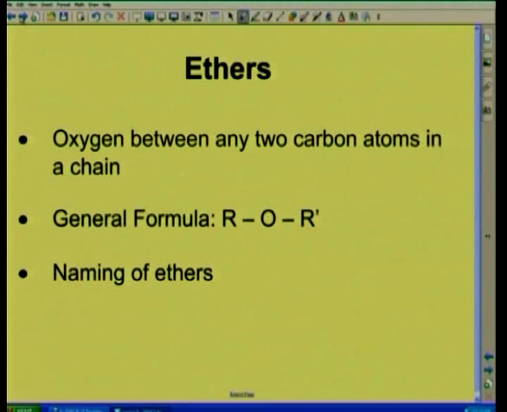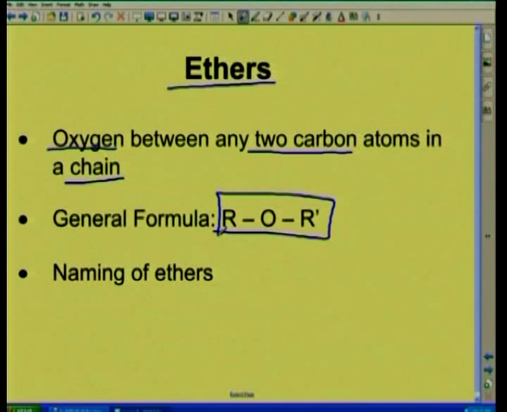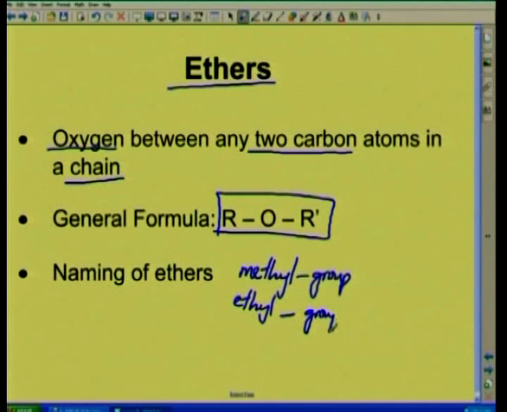Right. Let's move on. Let's now talk about ethers. With ethers, what we have is an oxygen between any 2 carbon atoms in a chain. And the general formula or the functional group is that, like we said earlier on. Then the question is, how do we name ethers? With ethers, we talk of the methyl groups. Whatever was like methane becomes methyl. If it was ethane, it becomes ethyl. So we're talking about a methyl group, an ethyl group, we can talk about a propyl group. So these R's are either methyl groups or ethyl groups or propyl groups.